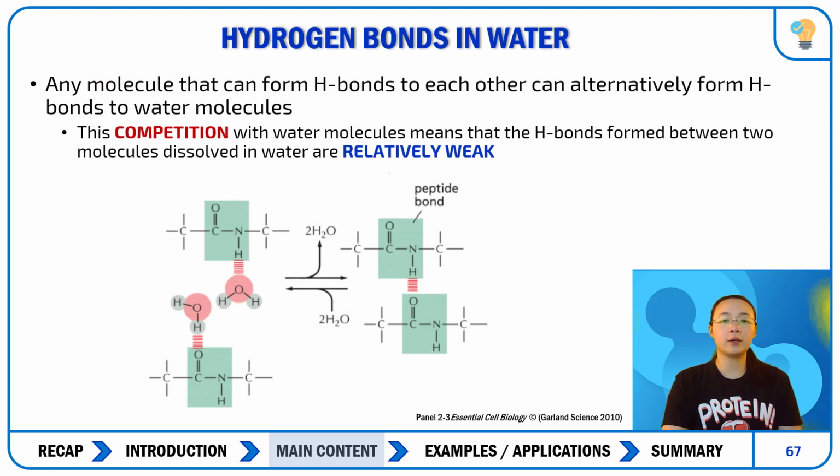So now let's take a look at hydrogen bonds in water. Any molecule that can form hydrogen bonds can alternatively compete to form hydrogen bonds with water. And what does this mean? It means that the hydrogen bonds formed between two molecules dissolved in water are relatively weak because there's always competition for hydrogen bonding. So that's something that we looked at in our assignments.